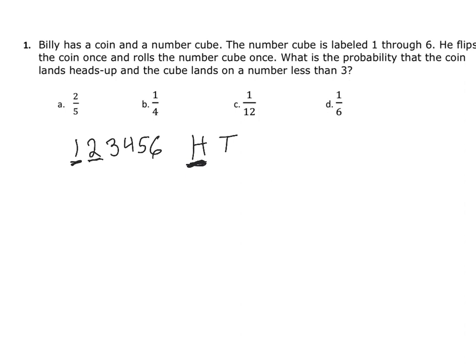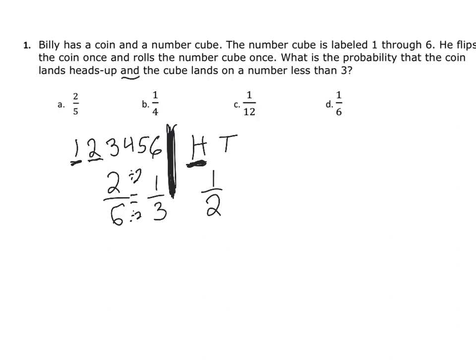Since we have two separate events, we have the coin flip on the right side and the number cube on the left side. For the coin flip, we have 1 heads out of 2 possible outcomes. For the number cube, we have 2 outcomes that are less than 3 out of 6 total. Now we can reduce the number cube, 2 over 6. If we divide each by 2, we can get it down to 1/3.